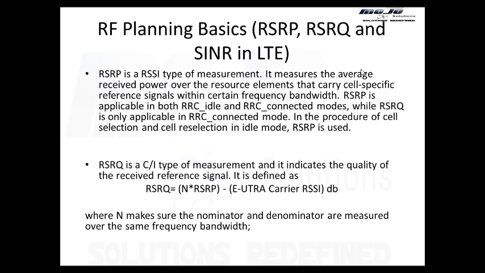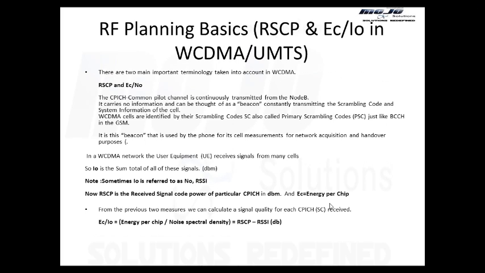So far we said RSRP is used to measure signal coverage in LTE. How do we measure quality? In LTE, quality is measured using two different quantities. One is called RSRQ, which is reference signal received quality. RSRQ is again measured using RSRP and RSSI. So you see the similarities between their mathematical calculations, right?